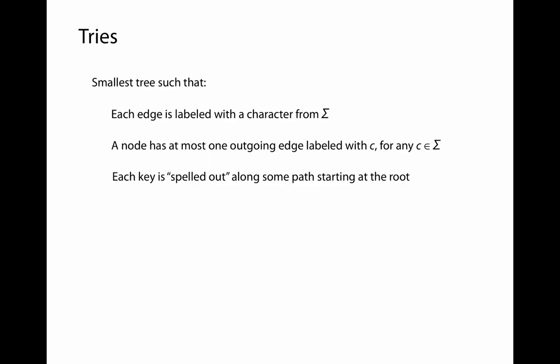So let's remind ourselves what a trie is. We said that a trie is the smallest tree, such that each edge in the tree is labeled with some character from our alphabet sigma. A node has at most one outgoing edge labeled with C, where C is some character from the alphabet sigma. And each key is spelled out along some path starting at the root. In other words, if you follow edge labels starting from the root and walking down through the tree, you can spell out each key along one of those paths.